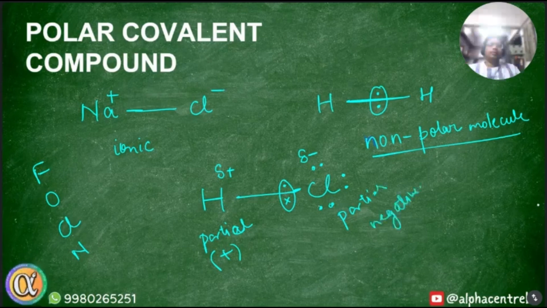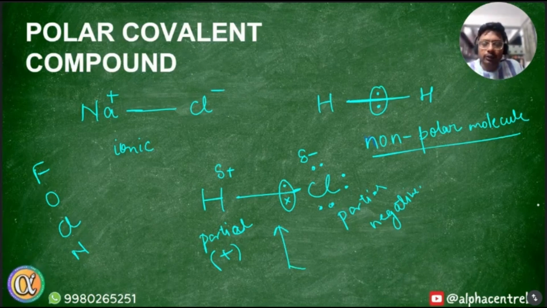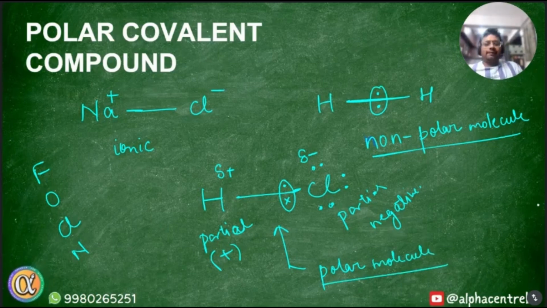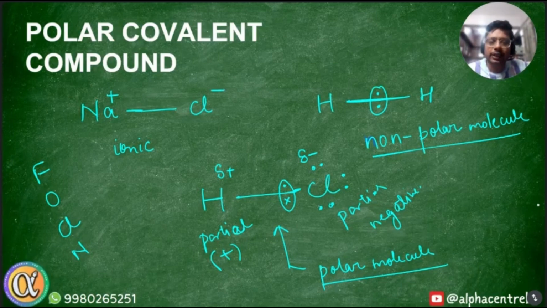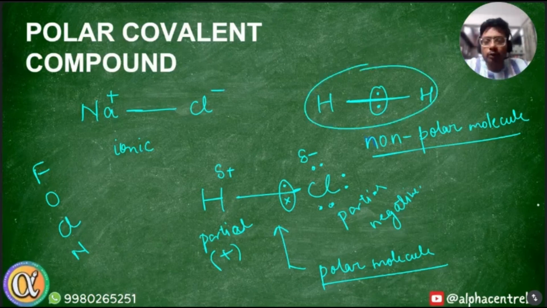Am I clear? Okay. And such molecules where one side is partially positive and the other side is partially negative are known as polar molecules. I hope that's fine. Yes, sir. So a molecule in which one side is slightly positive and the other side is slightly negative is called a polar molecule. Polar covalent bond only depends on the electronegativity difference and polar bonds.